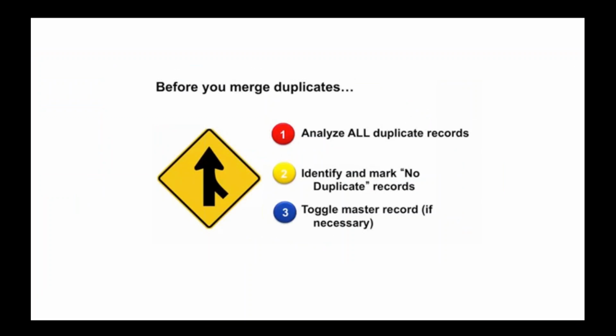Ownership of this process might be different from company to company. It could be the data steward or the Salesforce administrator. Whoever owns this process needs to create some pretty detailed duplicate records so that you have what you need in order to make the determination whether or not the records are duplicates. So that is the first step. Next, you are going to identify and mark records that are not duplicates. And then if necessary, you can toggle the master record.